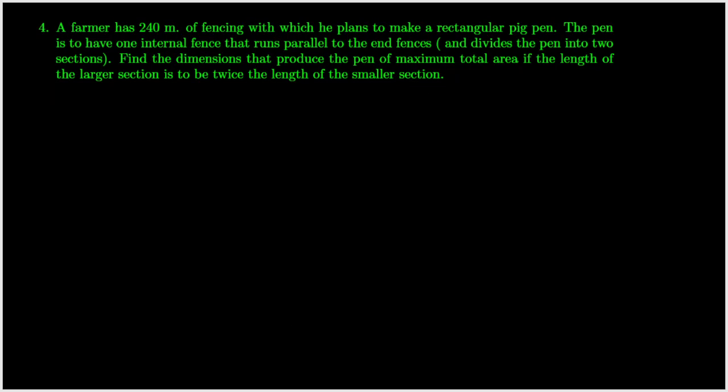Try to understand the problem. In step 1, I think you can remember that. We draw a sketch. A farmer has 240 meters of fencing. You know the total fencing. And then he wants to make a rectangular pen. It's a big pen, right? Something like this.